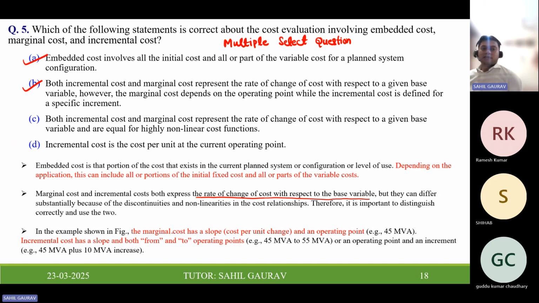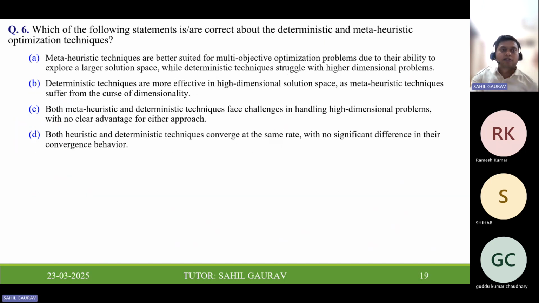Option C: both incremental cost and marginal cost depend on the rate of change of cost with respect to a given base variable and are equal for a highly nonlinear cost function. No, this is unequal, because they are having a nonlinear cost function. So this is incorrect. Incremental cost is the cost per unit at the current increment point. It is incorrect. This is marginal cost, the cost per unit at the current operating point. So let us move to the next problem.